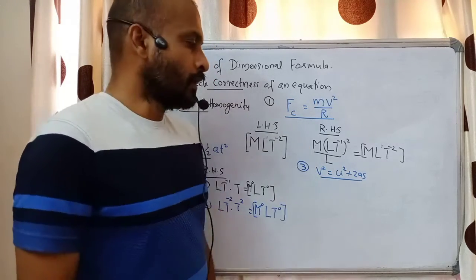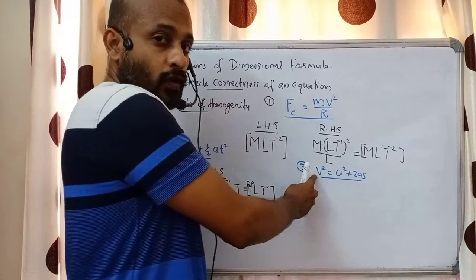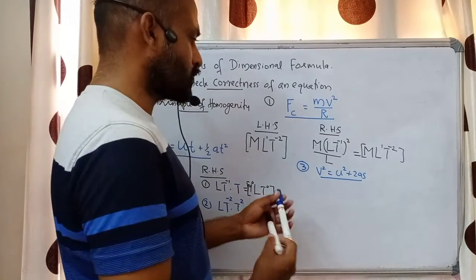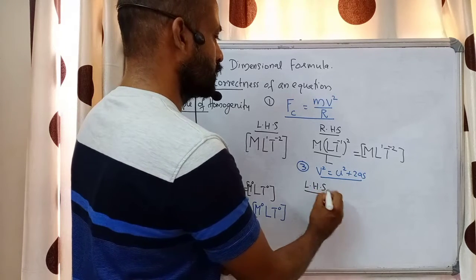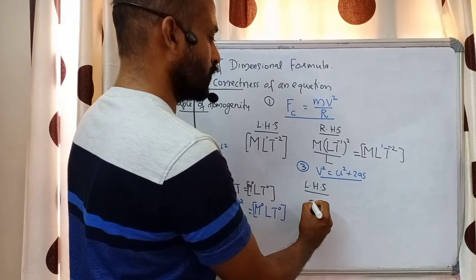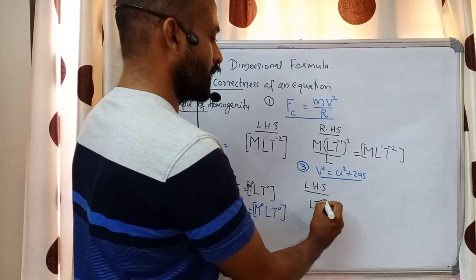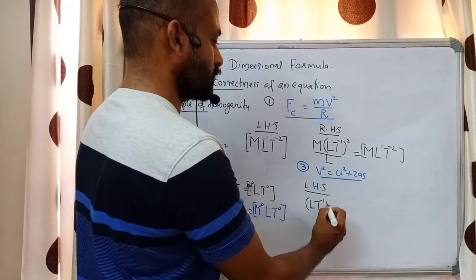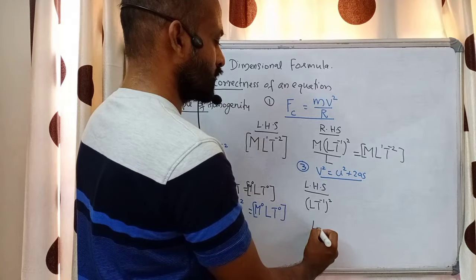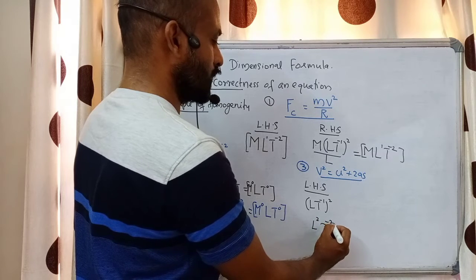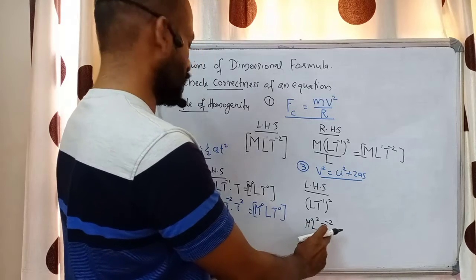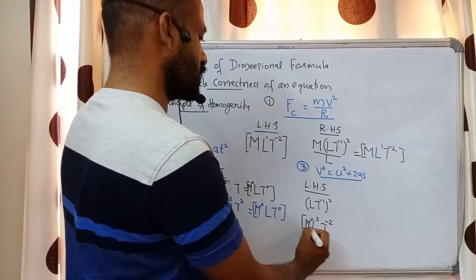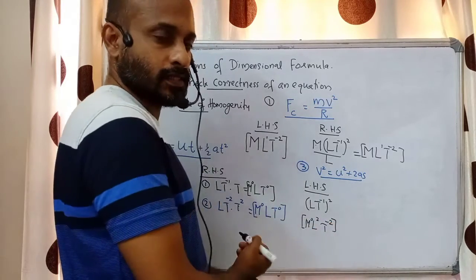So v square, velocity square. What will be the dimension of LHS? On the LHS we have only one term. It is v square. What is the dimension formula? Velocity dimension formula is L t raised to minus 1. You have to square it. What will you get? L square t raised to minus 2. m we can add here. So m raised to 0, L square t raised to minus 2. This is the dimension formula of LHS.